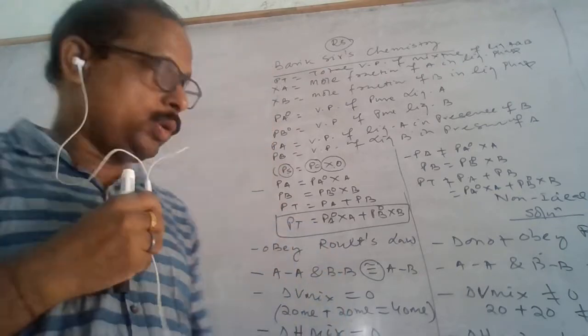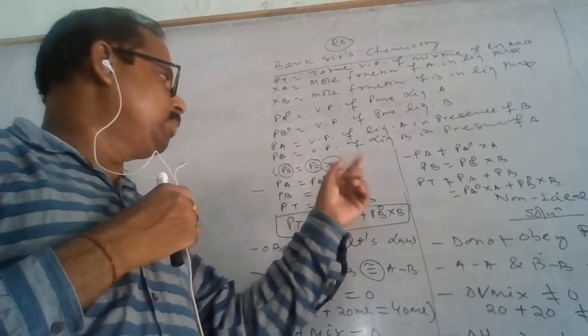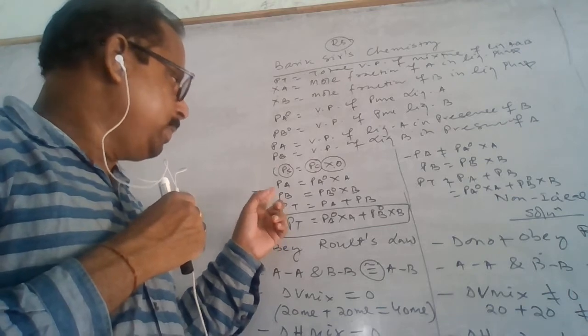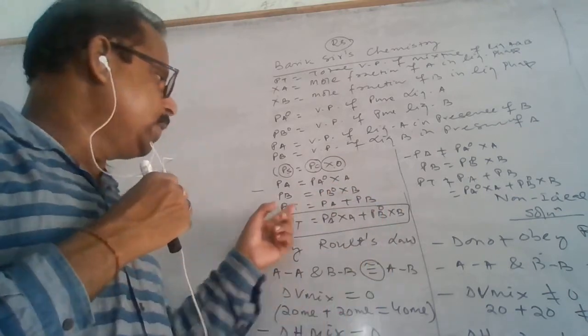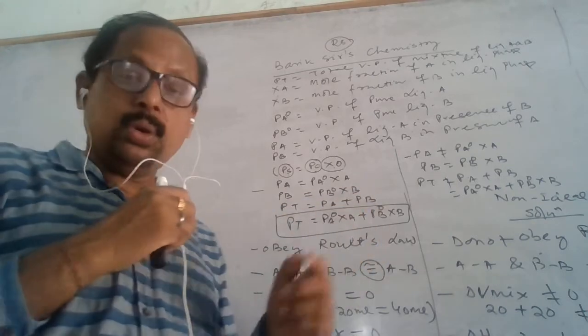Okay, let me explain again. In case of the ideal solution, PA is equal to PA0 XA, and PB is equal to PB0 XB, as per Raoult's law. PT is equal to PA plus PB, and PT is equal to PA0 XA plus PB0 XB.